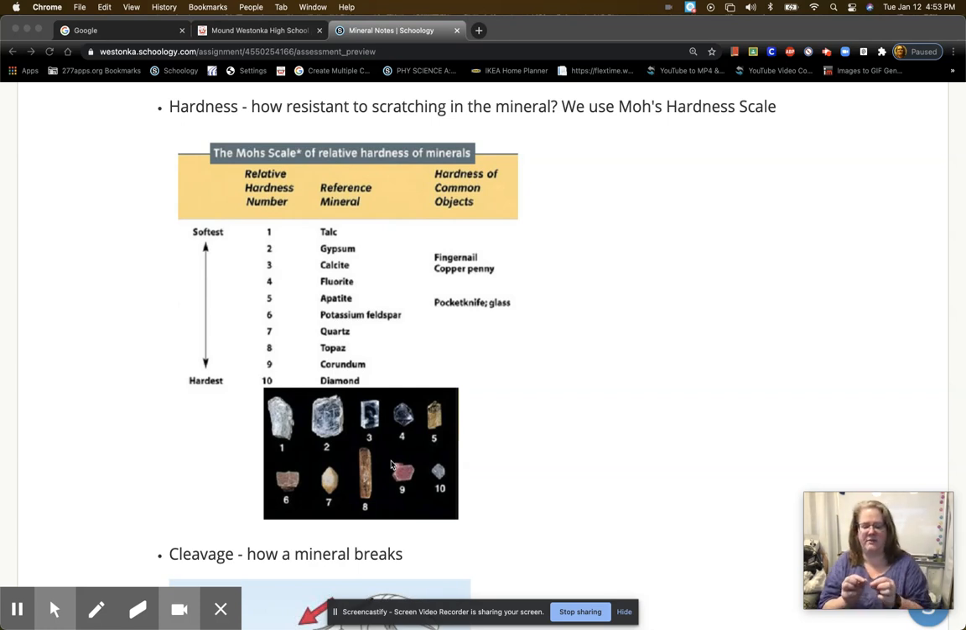So what we do is we have a little set with all of these 10 different things on there, and if it can scratch the mineral you have, you know the mineral has to be less hard than that. So let's say fluorite could scratch it. Well, then it has to be less than a hardness of 4. But let's say fluorite can't scratch it, then we know it has to be more than 4. We can use that with a penny. A lot of times in the labs, we'll have you scratch a penny. If we can scratch a penny, we know it's harder than 3. If it can't scratch a penny, we know it's less than 3.